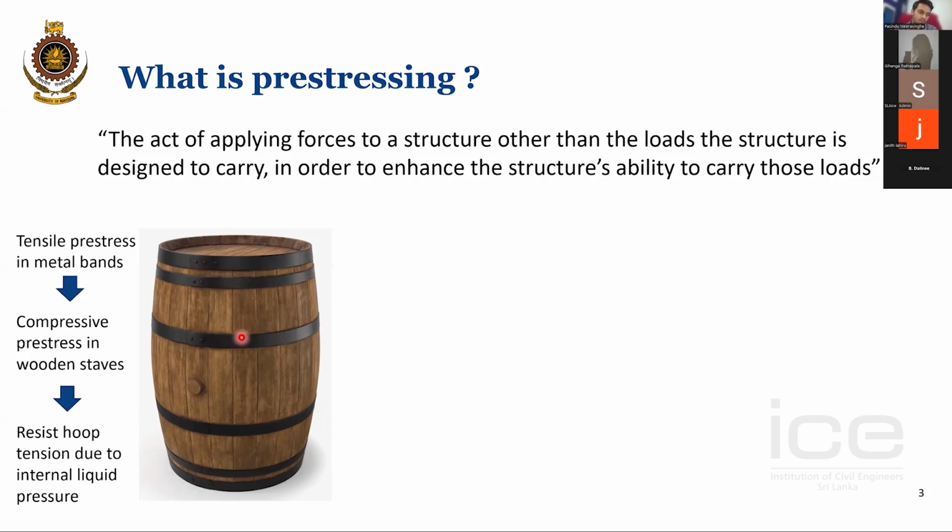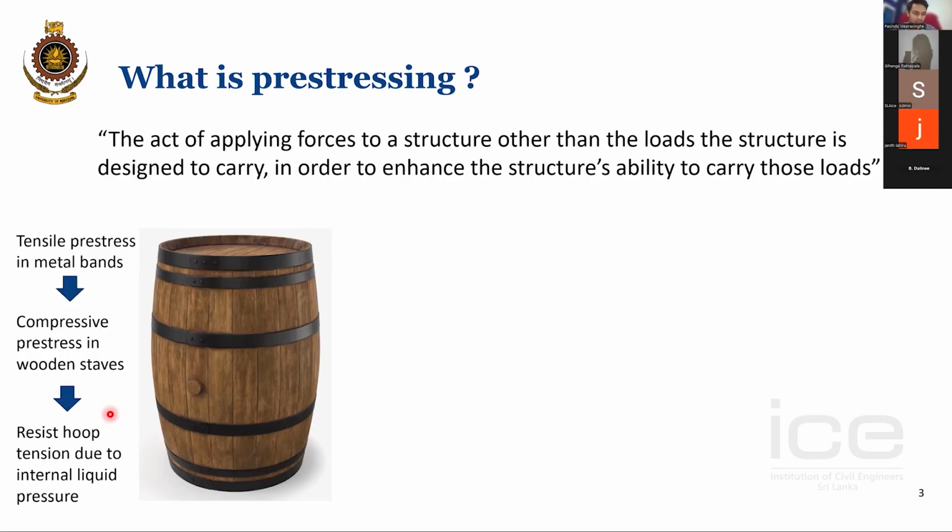So the purpose of applying this pre-compression in the wooden stave is to reduce that overall tensile effect due to hoop tension, right? So in other words, we apply a tensile pre-stress on the metal band, and an equal and opposite reaction is applied on the wood as a compressive pre-stress, and that compression is trying to reduce the overall tension after you apply the load. So think of this wooden casket with and without these metal bands.